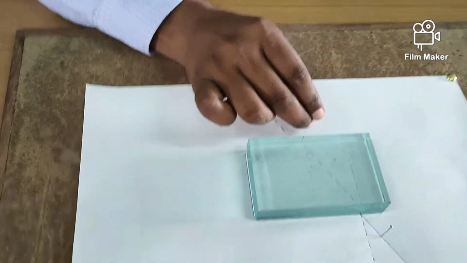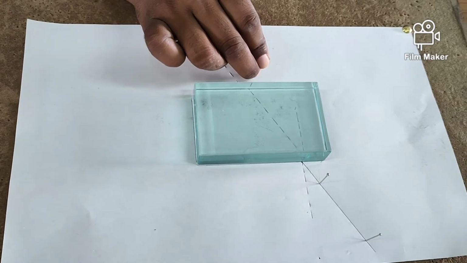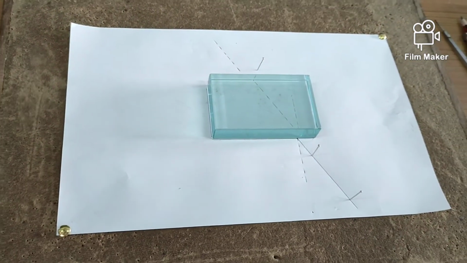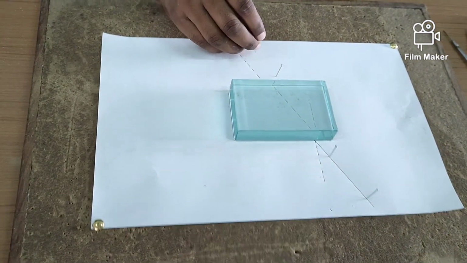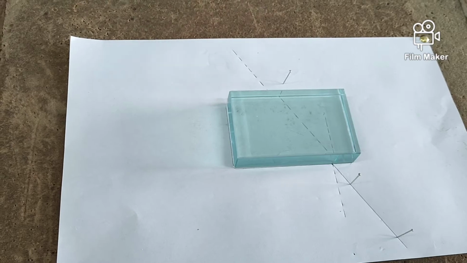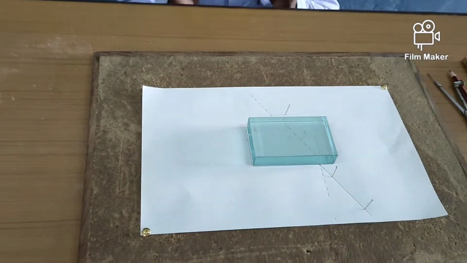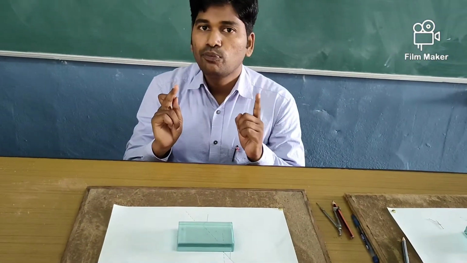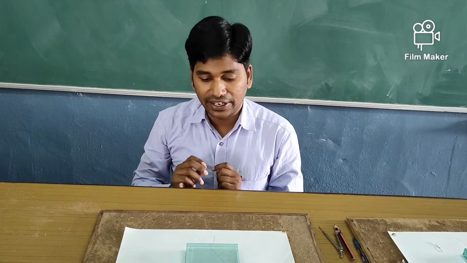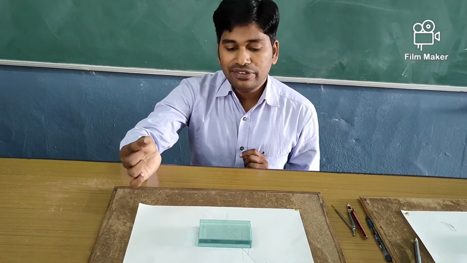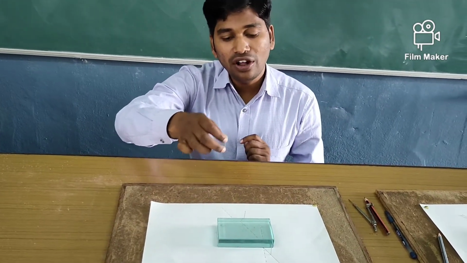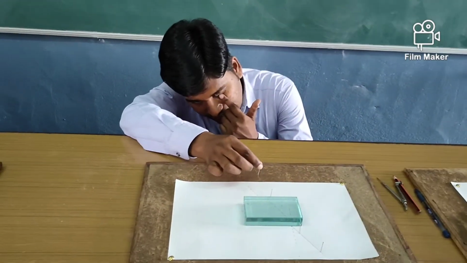That means we will press this pin in such a way that the other 2 pins are not seen in a straight line, and another pin we will fix so that we are not able to see all these 3 pins. Students, we should use only one eye, otherwise there will be an error known as parallax error. So the 4th pin we will fix in such a way that we are not able to see all these 3 pins.